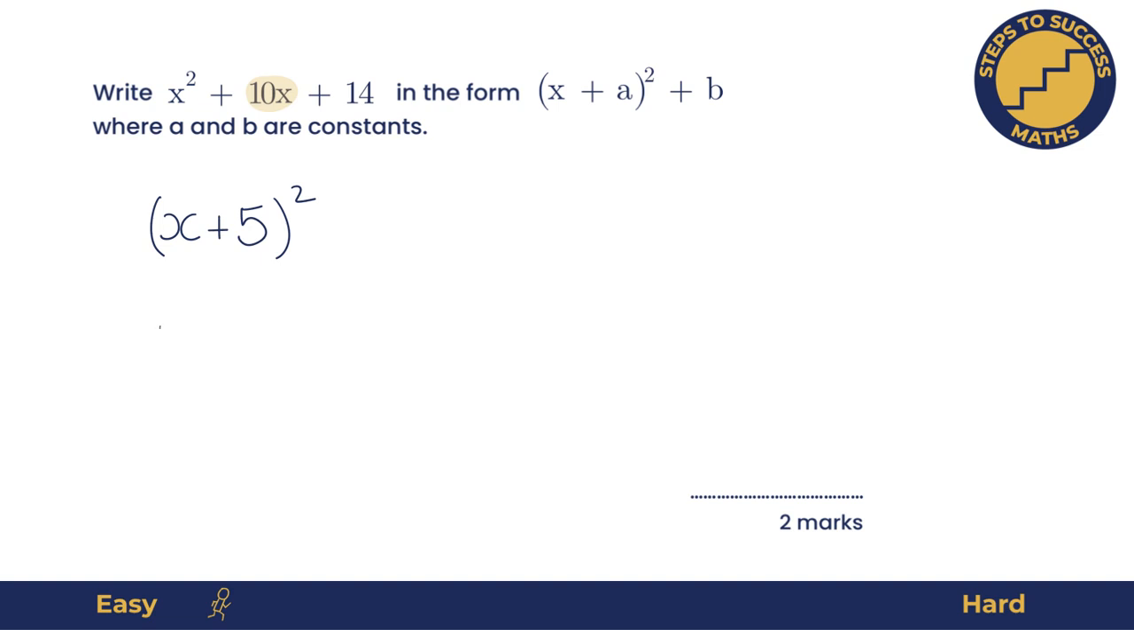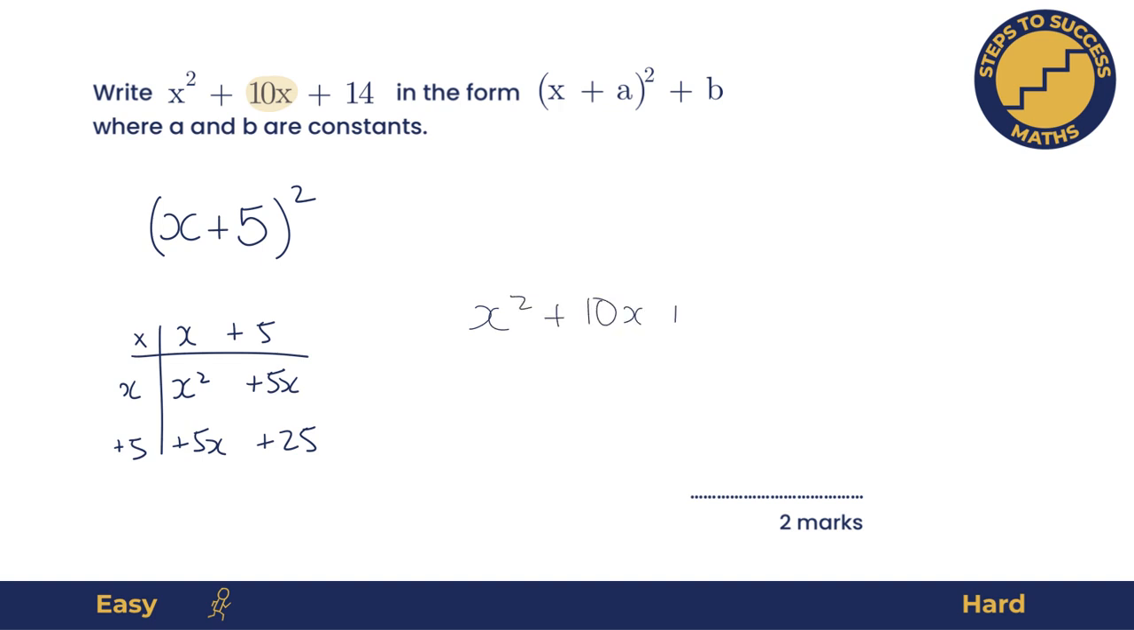Now if you work that out, it's (x plus 5) times (x plus 5). If you need to, you can use a table. So you've got x squared, 5x, 5x and 25. So far we've got x squared plus 10x plus 25. And now if you compare this to what we want, it's all the same apart from the last part. It's plus 14 we want and plus 25 we've got. So we need to take away 11. So to complete the square, we've got (x plus 5) squared, take away 11.